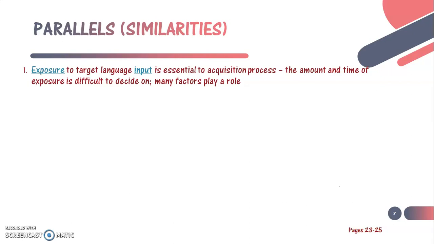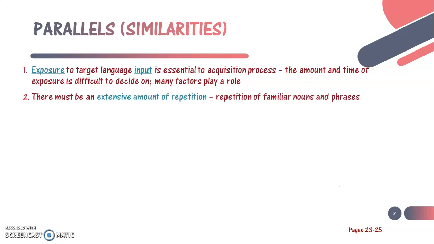Number one, exposure to language input is essential in both. If there's not enough input, the acquisition process would be slowed down, or the language would eventually be lost. So we need exposure and input, and other than this, we need an extensive amount of repetition. Unless we repeat the language that the child or the learner receives, they will not be able to produce it, whether orally or written, now that we're talking about second language acquisition.